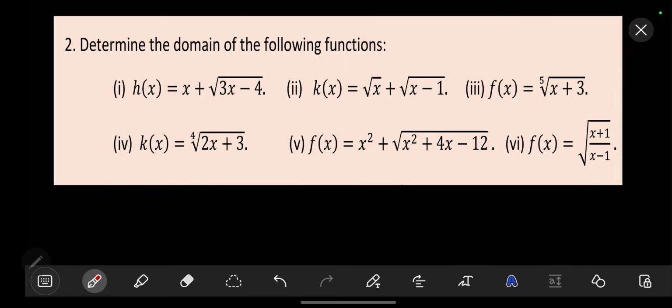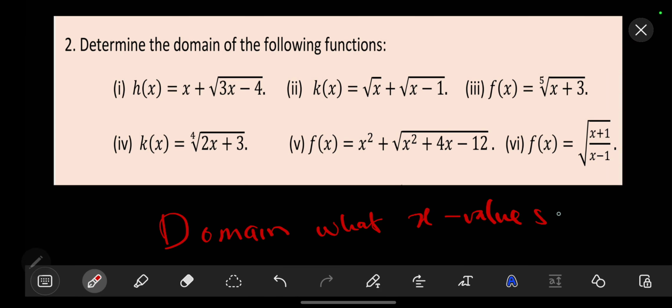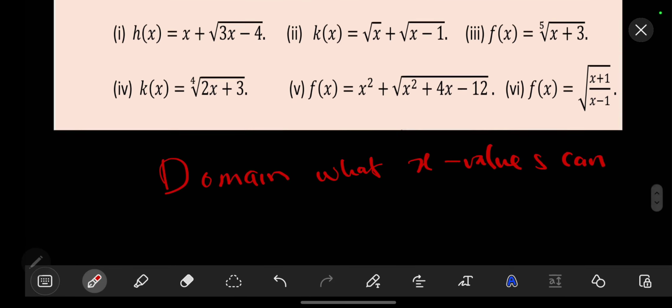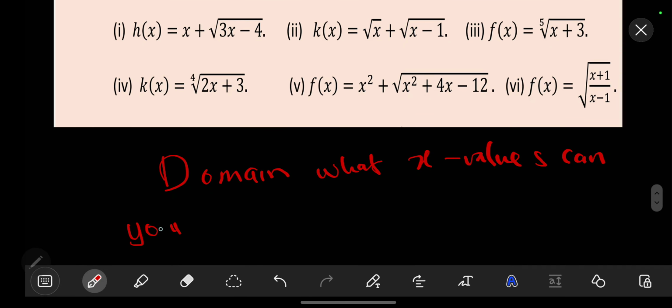So here today we are going to be determining the domain. Now the domain is simply, more like, what x values can you use, in other words. So what x values can you use? Whatever x values that you can use, that means to say it is your domain.